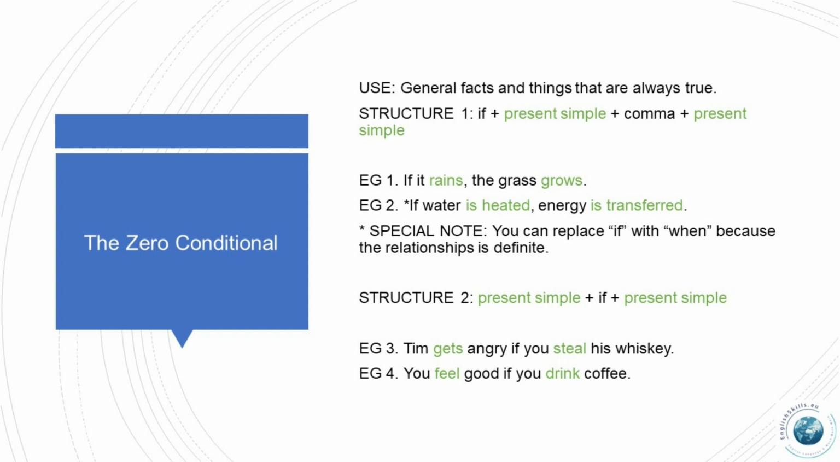Structure 2, present simple plus if plus present simple. And you can see how I've highlighted each of these so that you can take the different parts of grammar and separate them and then consider the actual rules that are being highlighted here. Example 3, Tim gets angry if you steal his whiskey. Okay. The if here is in the middle. We do not use a comma. We only use the comma when the if comes first. Example 4, you feel good if you drink coffee. Alright, definite causality, and it's zero conditional. It's always true. So when something's always true, present simple, present simple.